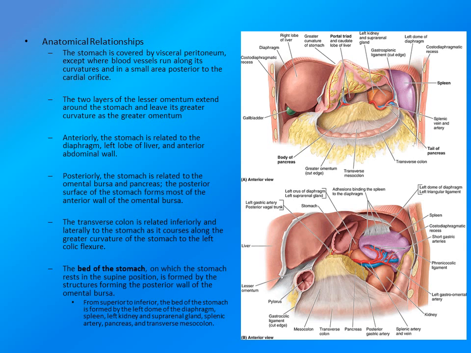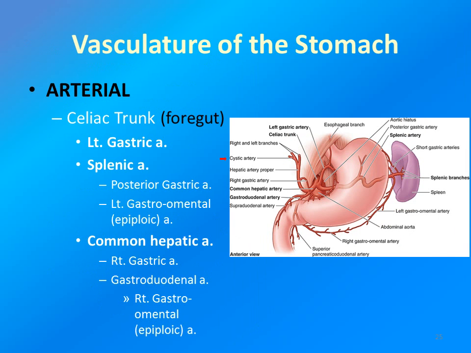The bed of the stomach, on which the stomach rests in supine position, is formed by structures of the posterior wall of the omental bursa. These include the left dome of the diaphragm, the spleen, the kidney, as well as the adrenal gland. Recall that the stomach is one of the organs derived from the foregut, and therefore it is going to be supplied by the celiac trunk.